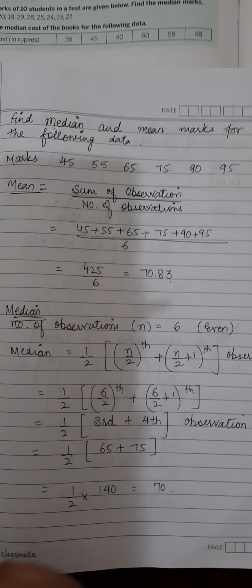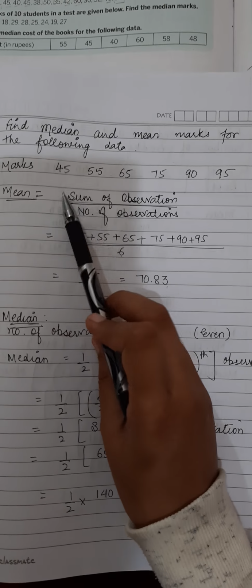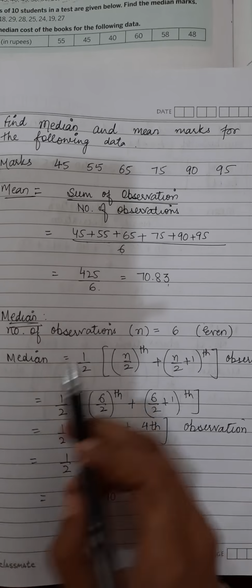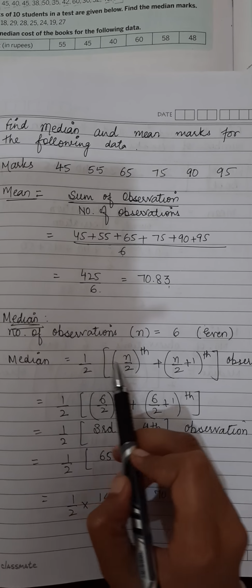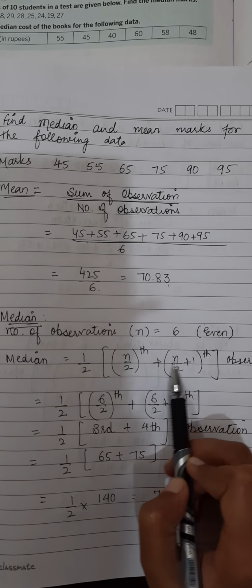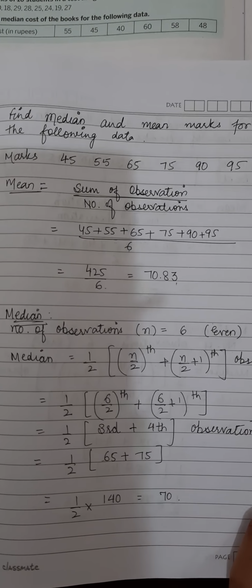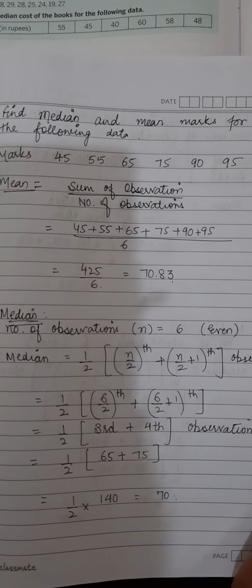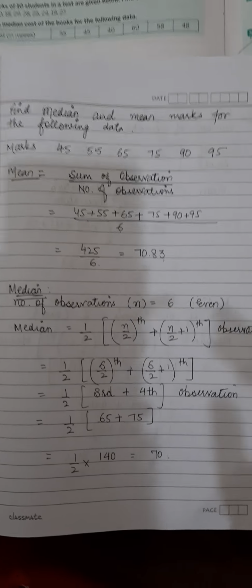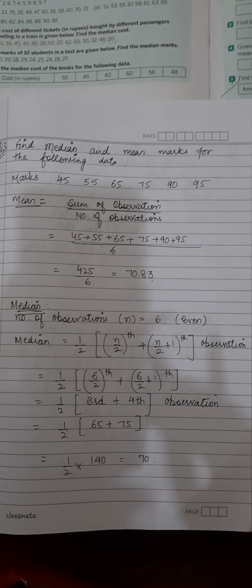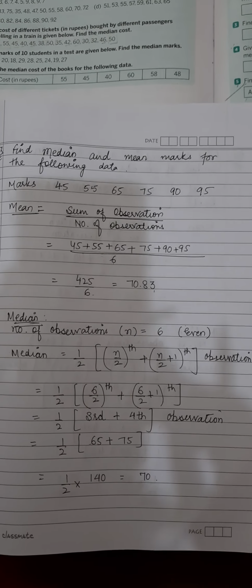Median. Since here the number of observations is 6, which is even, to find it we use 1 upon 2, n upon 2th plus n upon 2 plus 1th observation. Solve it and you will get the answer of the median, same as we have done before. This is your question number 3. You can pause the video to note it down.